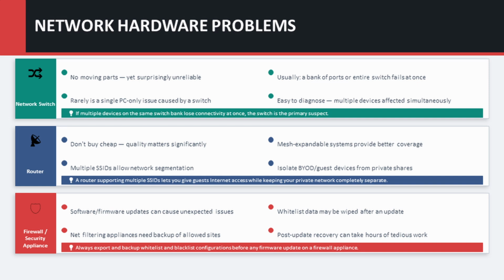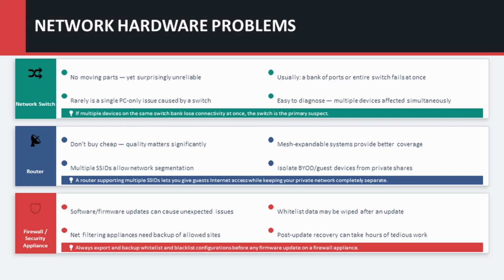Let's start with network switches. Despite having no moving parts, switches can be surprisingly unreliable. The good news is that diagnosing a faulty switch is usually straightforward. A failure almost never affects just a single PC.